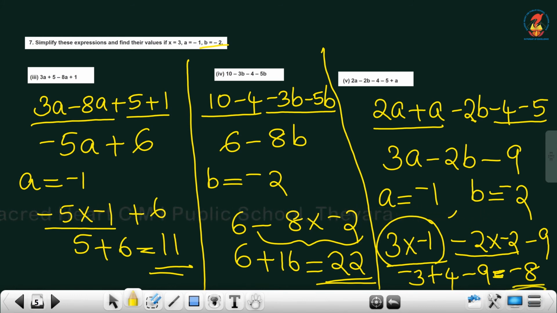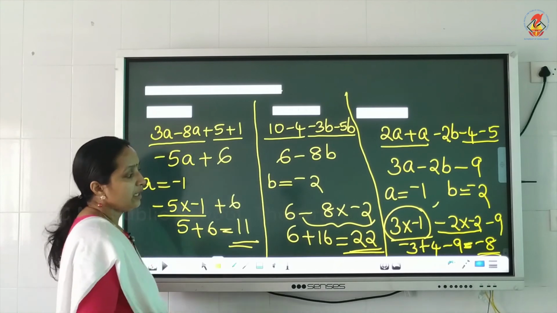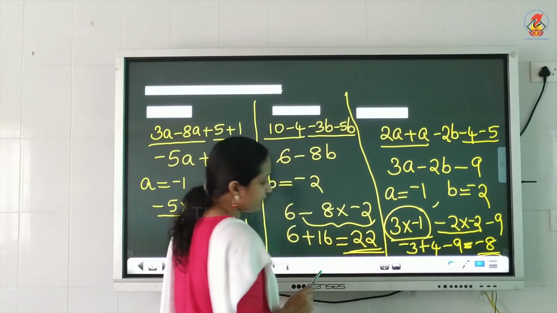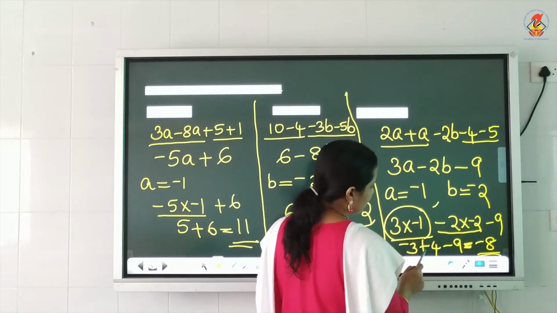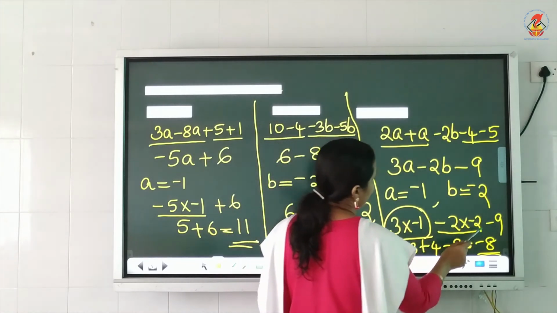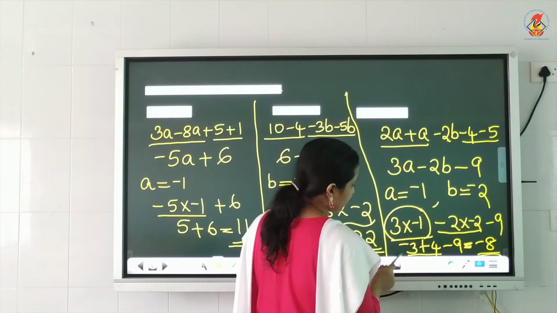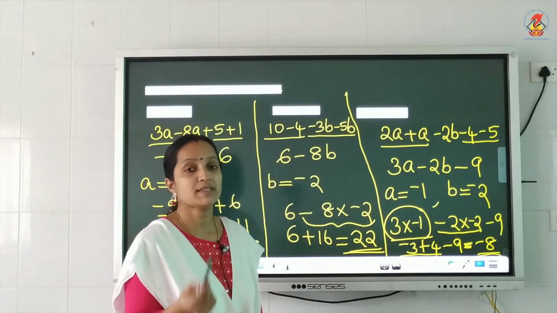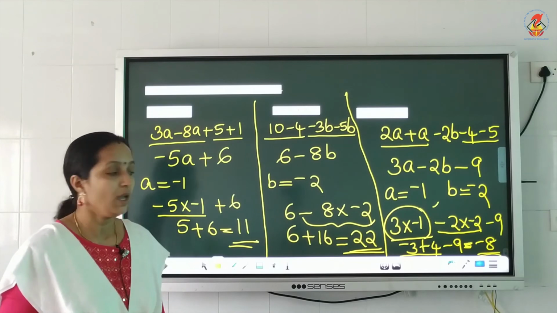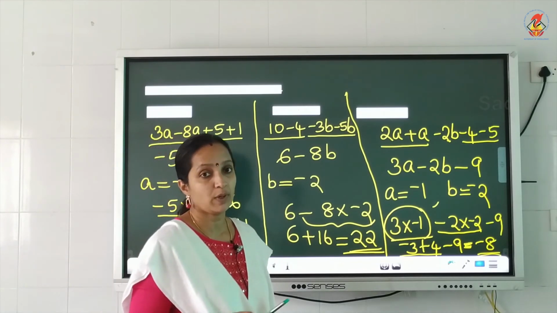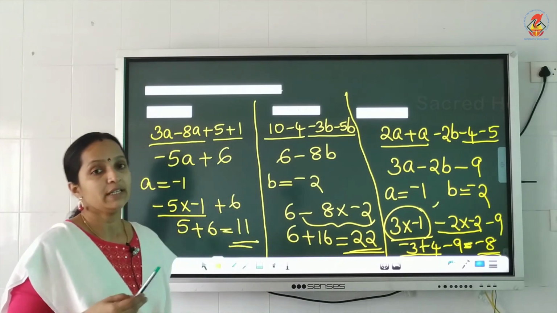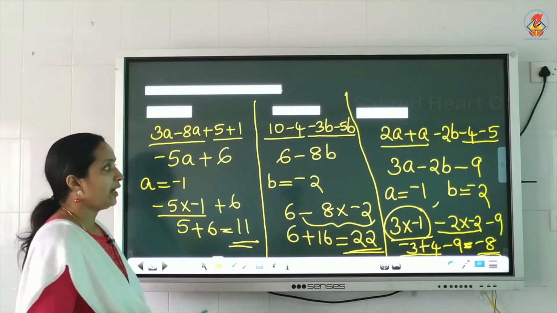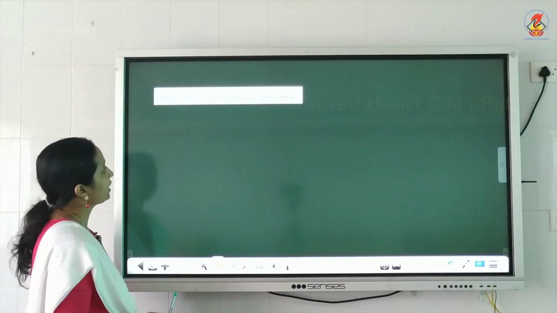Just do the mind calculation and find out the answer, children. 3 into negative 1 is negative 3. Negative 2 into negative 2 is positive 4. And the remaining part same. So, negative 3 plus 4, what is the answer? 1. And 1 minus 9, or 1 plus negative 9, what is the answer? Negative 8. Okay, I hope this is clear. Now move to the next question.